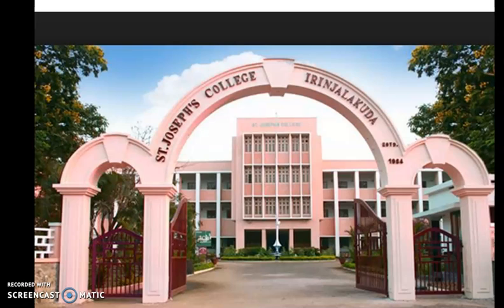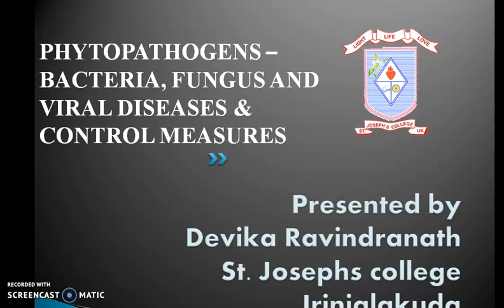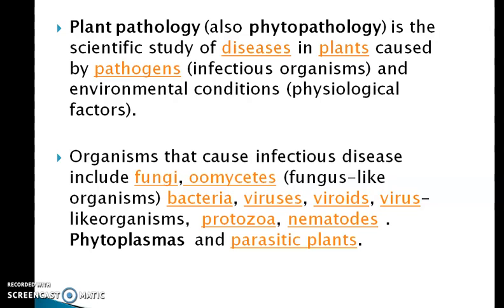Hi dear students, so today let's talk about phytopathogens. So what are phytopathogens or what is phytopathology? Plant pathology is also termed as phytopathology and it is the scientific study of diseases in plants caused by pathogens, which are infectious organisms and environmental conditions. So phytopathogens are the organisms that will be resulting in plant diseases.